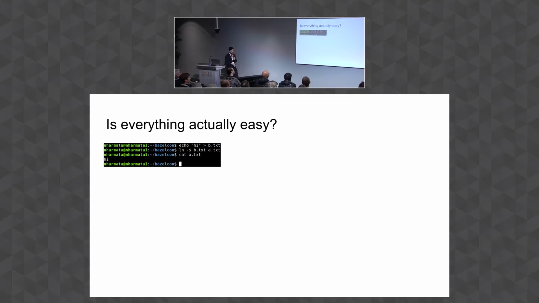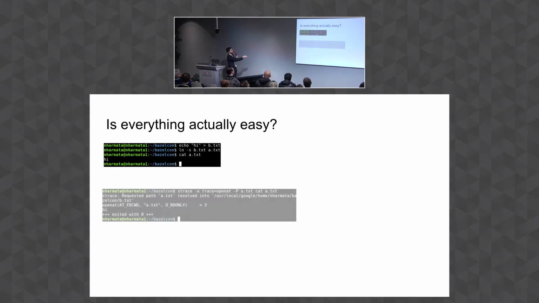So for starters, lots of command line tools just follow symlinks transparently. For example, cat. So if I make a text file b.txt and make a.txt a symlink to b.txt, and I just cat a.txt, it works. Like, right? Everyone's done this before. What's happening under the covers?